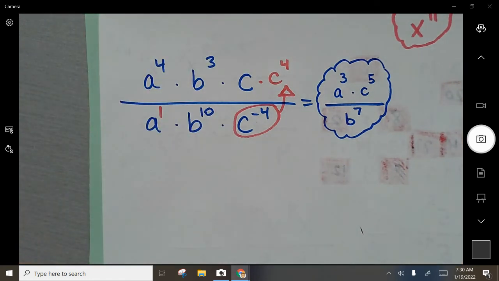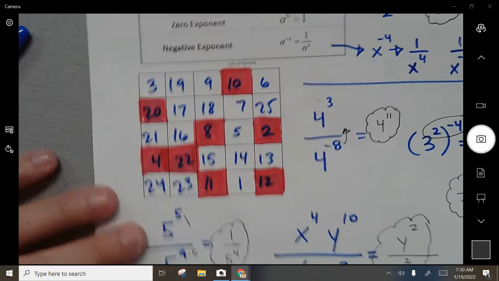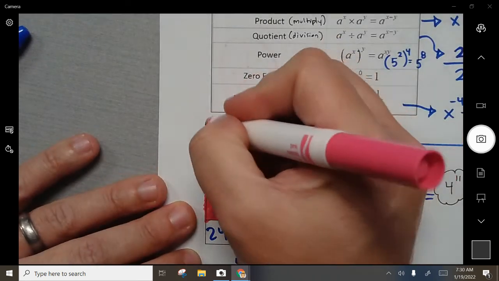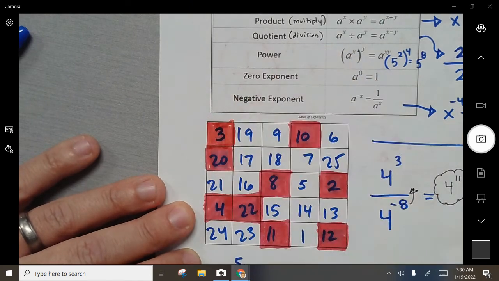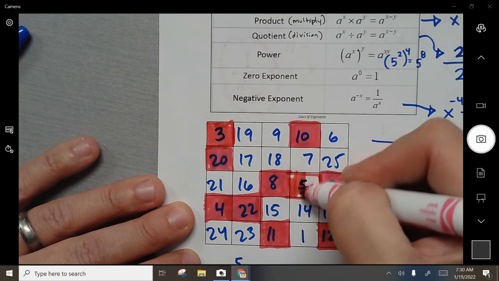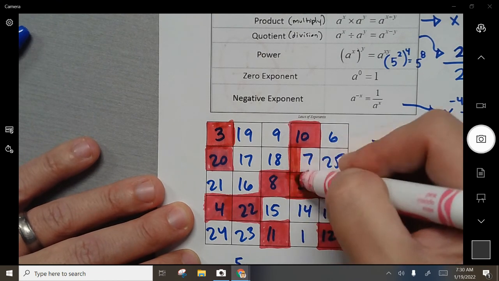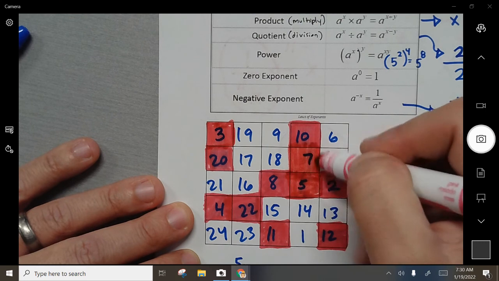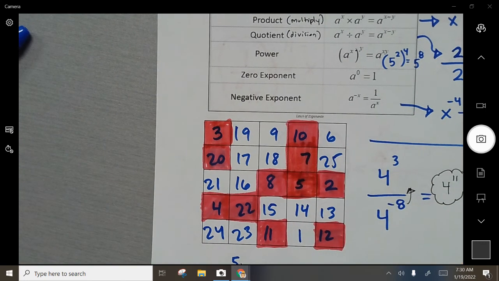A little tricky, a little tricky. So we have 3, 5, and 7. We haven't crossed out 3. And we haven't crossed out 5. And we haven't crossed out 7. All right. So now, let's do one last one.